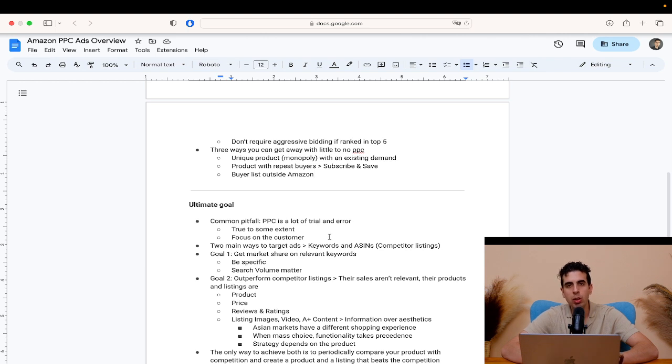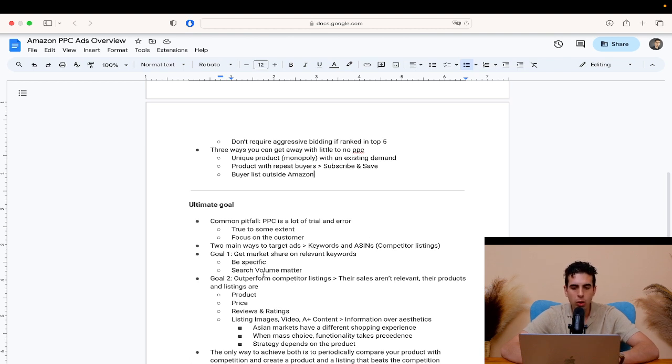Now, there's two main ways to target ads, and that's going to be relevant to the ad types that we're talking about. The first one is keywords, and the second one is ASINs. And when I say ASINs, if you don't know at this point, ASINs are just unique identifiers for listings, and we're talking about competitor ASINs in these cases.